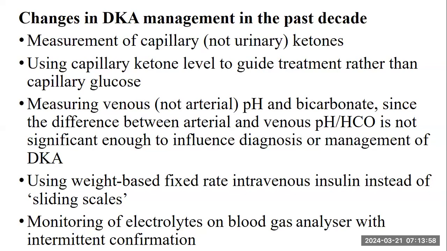Sorry, I have allergies. Changes in DKA management in the past decades. So now they say you can measure the capillary ketones and not urinary, and use capillary ketone level to guide treatment rather than the capillary glucose. Then measure venous or arterial pH and bicarbonate, since the difference between arterial and venous pH is not significant enough to influence the diagnosis or management. The reason they're saying you can measure the venous pH is that sometimes it's harder for people to get arterial blood. So why stress yourself when there's no difference in the management?